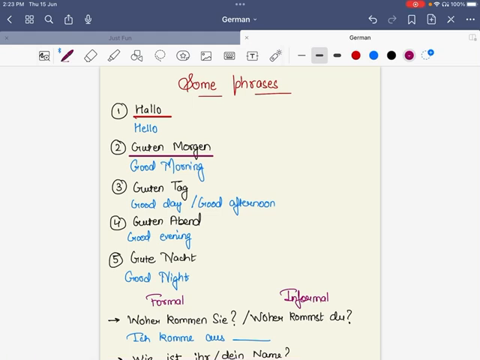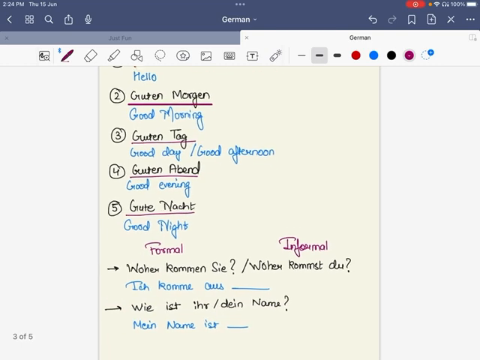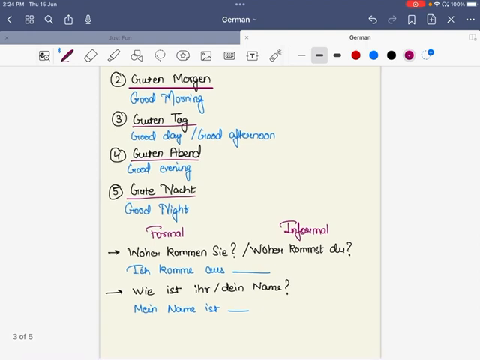And let's say you want to greet someone or say good afternoon, then we have the same word for both of the greetings, which is Guten Tag. Now let's say if you want to greet someone good evening, then it is Guten Abend. Now let's say if I want to say good night to someone, then it is Gute Nacht.